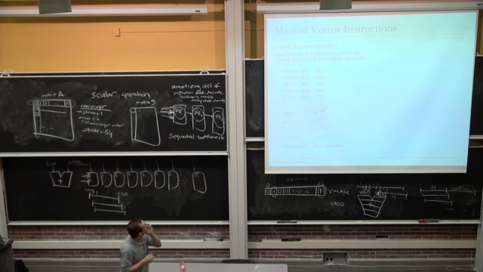Okay? Mask vector instructions, how do you actually implement them? Well, you basically check the mask bits to enable the writes to the vector register, right?